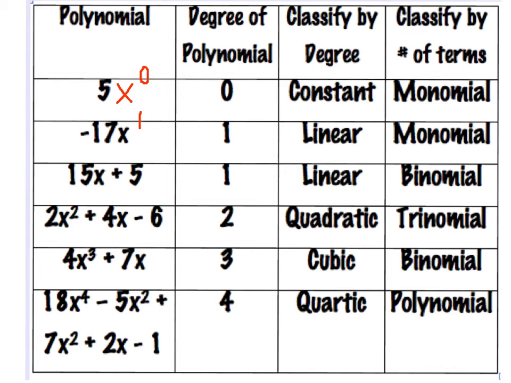Okay, our next example, 15x plus 5. The degree of that polynomial is 1 because the biggest exponent value that I have is 1. This is linear. Again, if I were to graph it, it would graph in a straight line. But this is a binomial because there's two terms. One of my terms is 15x and my other term is 5. Terms are what are separated by an addition or subtraction sign.